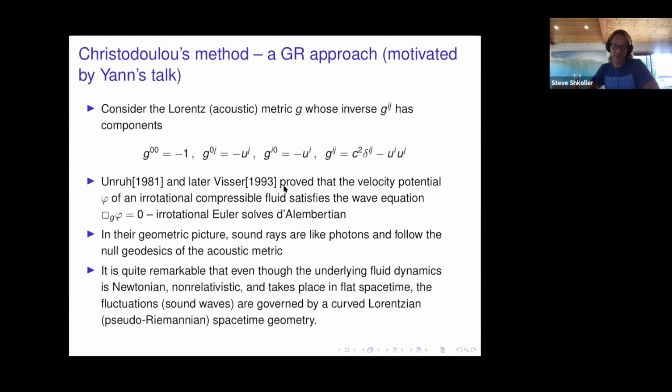And this is the remark that we made this morning. Jan said this as well. It's really remarkable that even though the underlying fluid dynamics are Newtonian and non-relativistic and take place in a flat space-time, the sound waves are governed by a curved Lorentzian space-time geometry. And this opens the door to studying irrotational fluids the same way you would study relativistic motion.